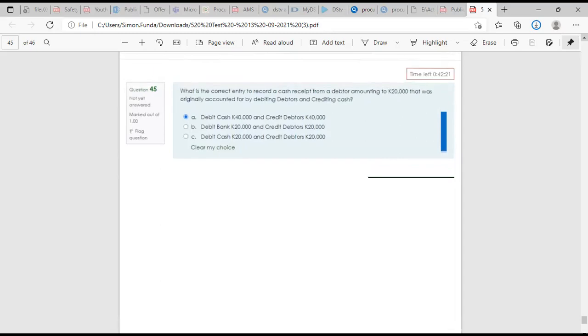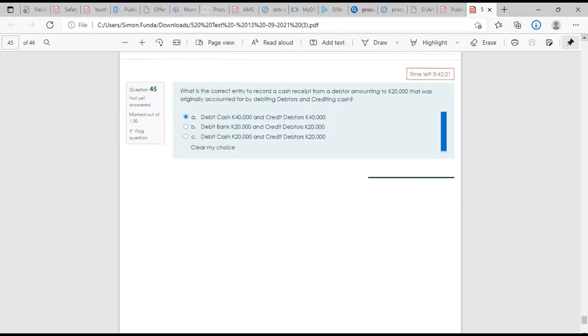What is the correct entry to record a cash receipt from a debtor amounting to 20,000 that was originally accounted for by debiting debtors and crediting cash? So as usual, this is a double entry. If an error was made, how do we make a correction? So the correct entry to record a cash receipt from a debtor amounting to 20,000.